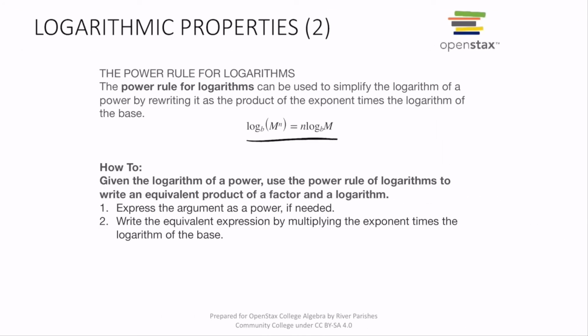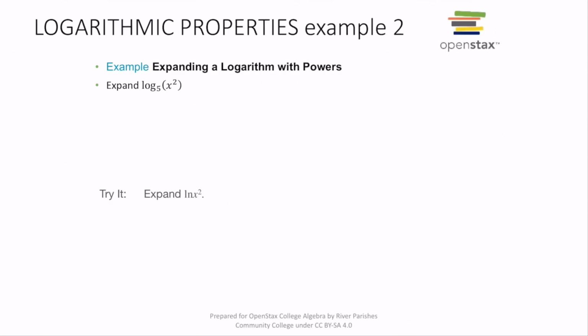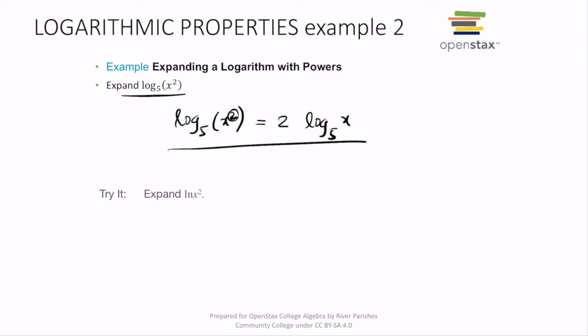Next, let's come to the power rule. The power rule basically says that if you have a power of a value inside the logarithm, then the power can come forward. You can write it as n log base b of m. So the power can come forward. For example, here we have log base 5 of x square. The power can come forward, so it becomes 2 log base 5 of x. So this is the idea. Try to do the same for ln x square.